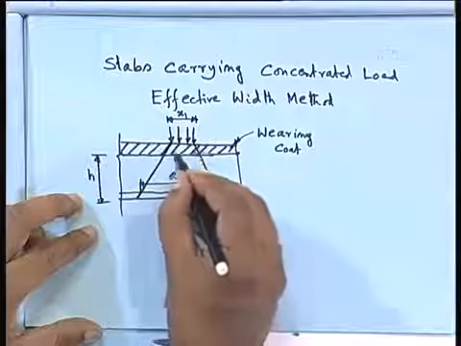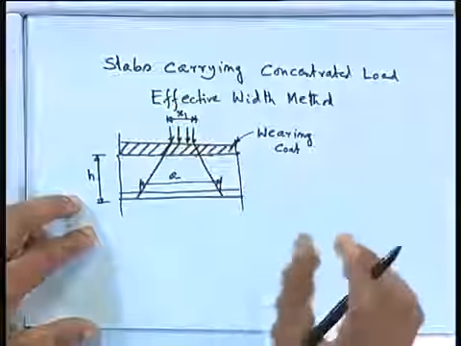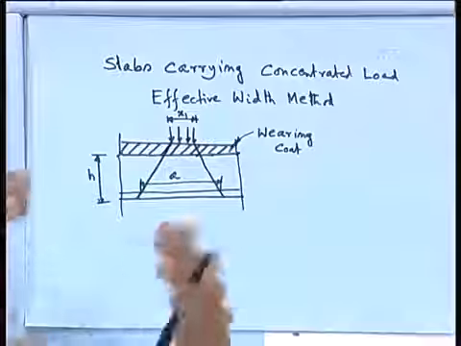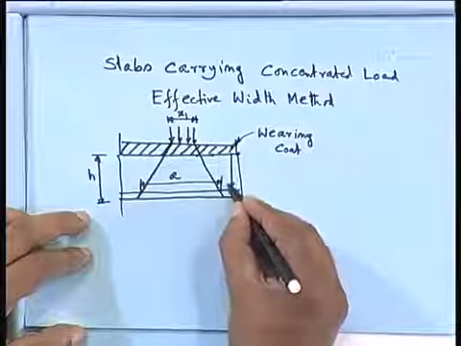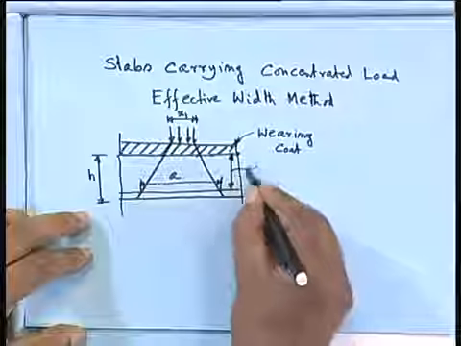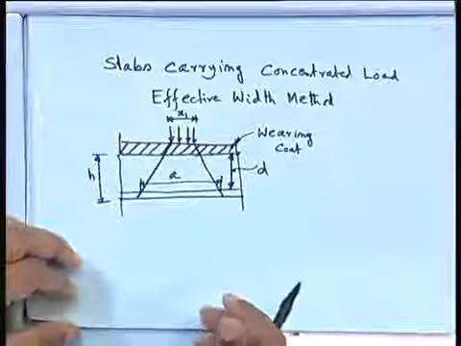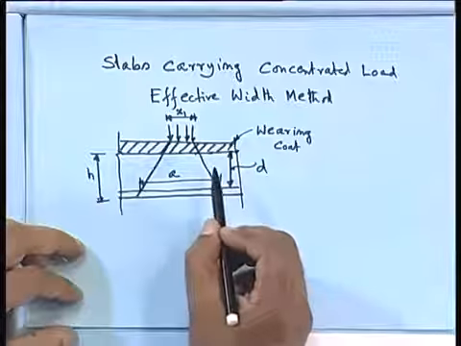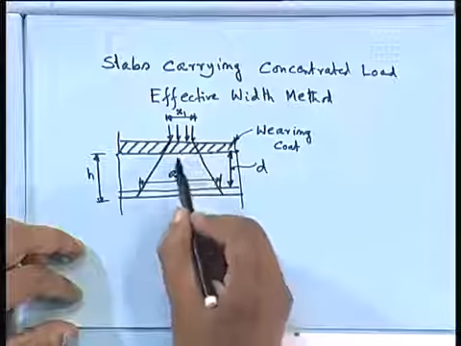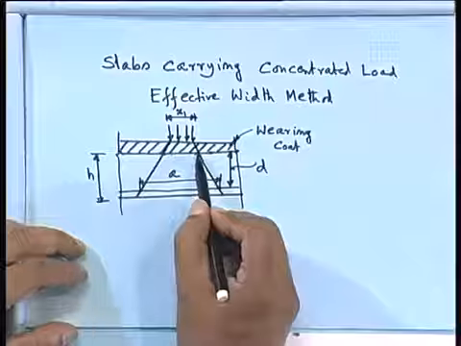x1 is the impression in one way, and the other way say y1. So x1 times y1, that is the impression at the top, x1 by y1, and this is your d, the effective depth. There are two concepts. One concept is that you take the 45-degree dispersion up to the top of the slab.